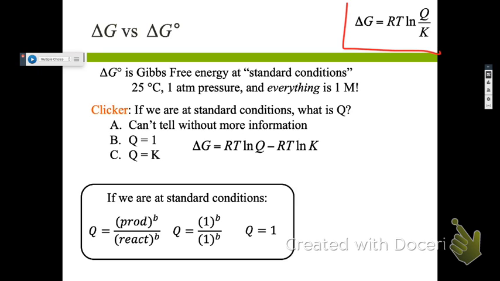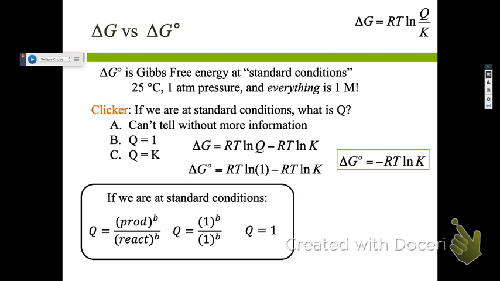So, if we're talking about standard conditions, what would change about that equation? What could we simplify about that equation? It would just be negative RT ln K. Q is 1, right? So ln of 1 is 0. So that means that Gibbs free energy at standard conditions is negative RT ln of K. So if you're given Gibbs free energy at standard conditions, it's been simplified because of this relationship. That means that automatically we can calculate K, the equilibrium constant. And that'll tell us whether it's product favored or reactant favored.